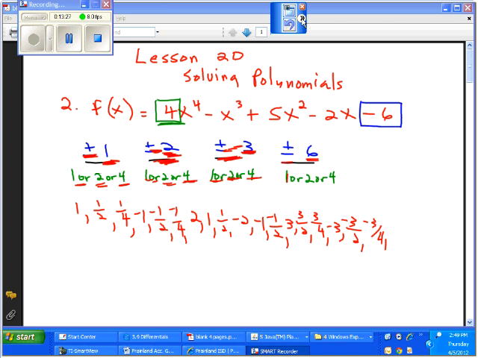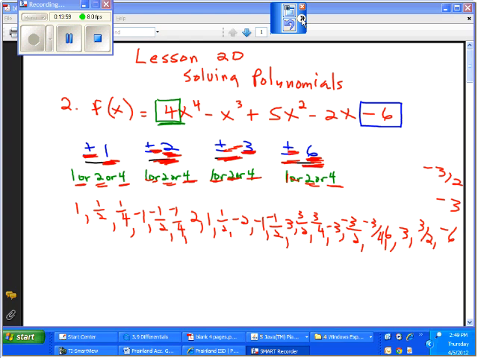Positive 6 over 1, positive 6. Positive 6 over 2, positive 3. Positive 6 over 4 reduces to 3 over 2. Negative 6 over 1, negative 6. Negative 6 over 2, negative 3. I'm going to stick it up there. Negative 6 over 4, negative 6 fourths reduces to negative 3 over 2.